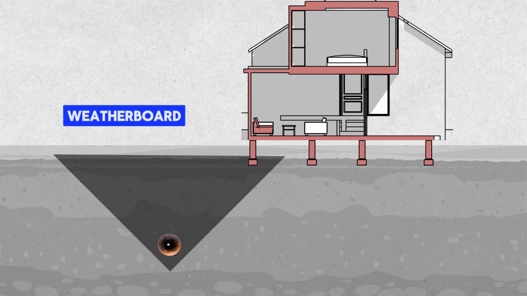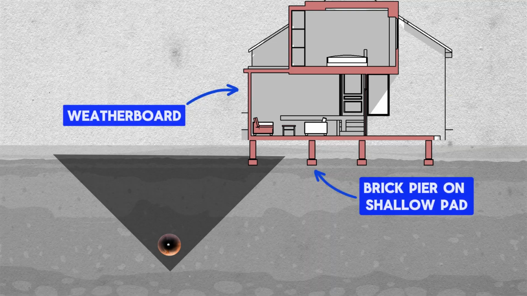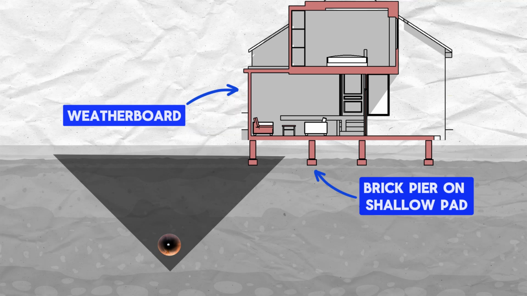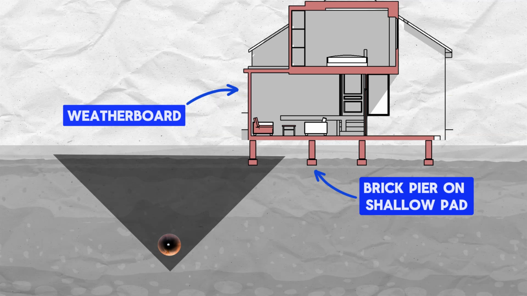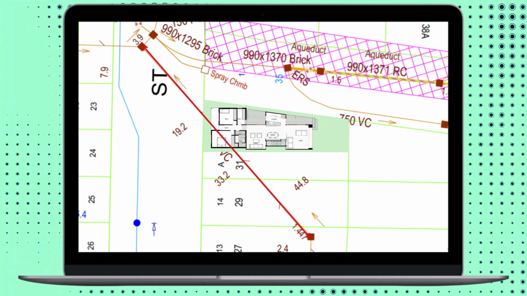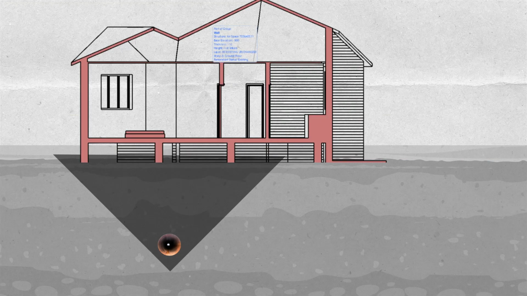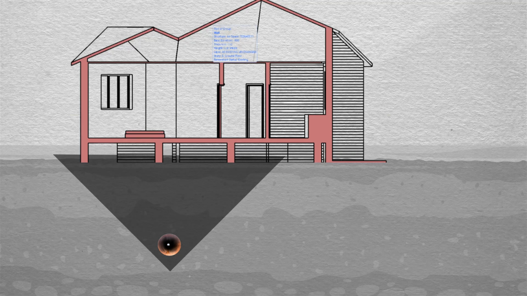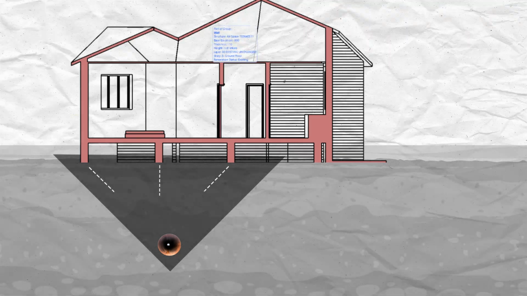Now, if the proposed extension was lightweight construction, say a weatherboard cottage supported on brick piers on shallow pads, which is one of the more cost-effective foundation systems, this design would be reconsidered using a deeper foundation. Let's cut a section where the pipe travels under the house. In this example, the engineer would verify in their design statement that no additional load is being imposed on the existing footings, therefore no protection to the pipe would be warranted.